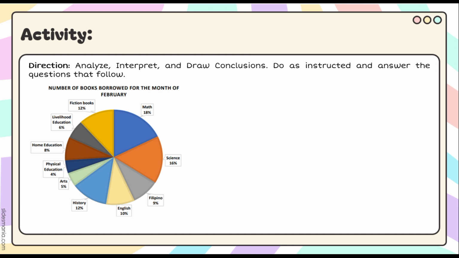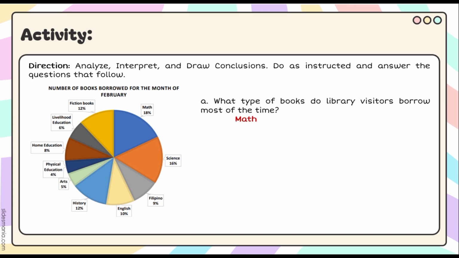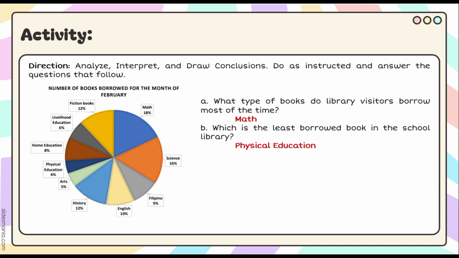For question number 1, what type of books do library visitors borrow most of the time? Based on our pie chart, what is the highest percentage we have? What subject? Okay, what book? The answer is math, which is 18%. For the second question, which is the least borrowed book in the school library? What is the lowest percentage based on this pie chart? We have 4%, which is physical education.